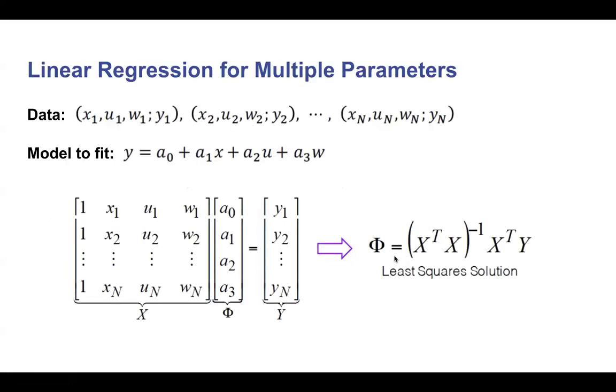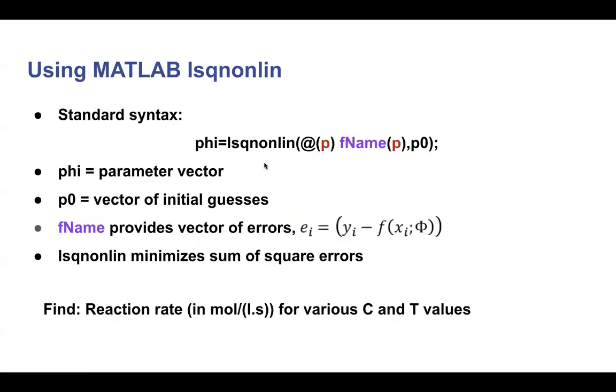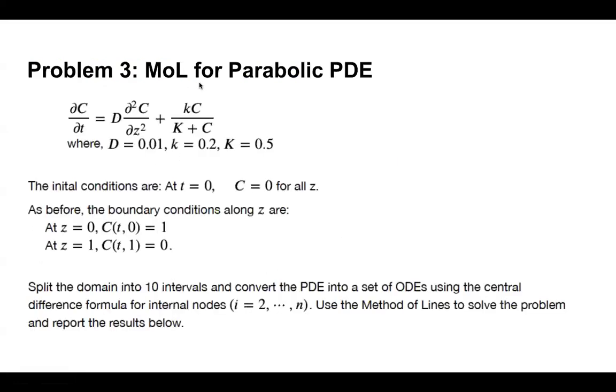So for the method of least squares, phi can be taken as (X transpose X) whole inverse, X transpose y. And if you are using lsqnonlin, this is the syntax. You have to give your function which will give you the errors, that is your model minus the data given to you. So this has to be yi minus the model, where yi is the actual value and the model gives you the other. Then P0 is the initial guess of your parameters, and lsqnonlin minimizes the square of these errors. So this is what we used to do.